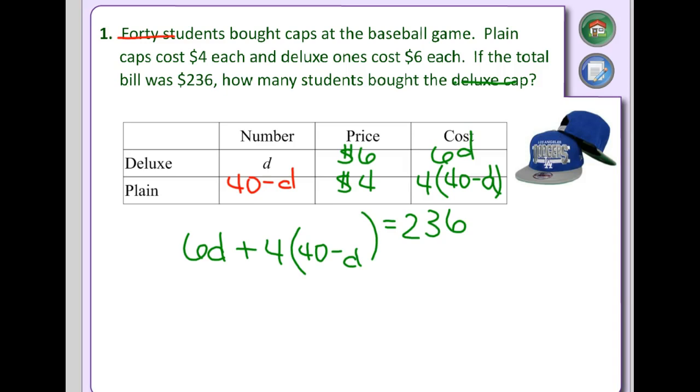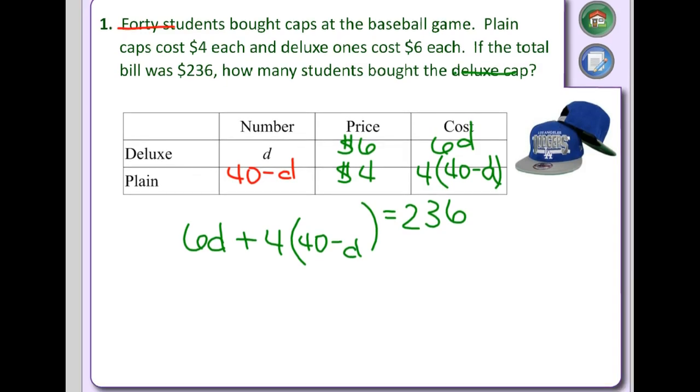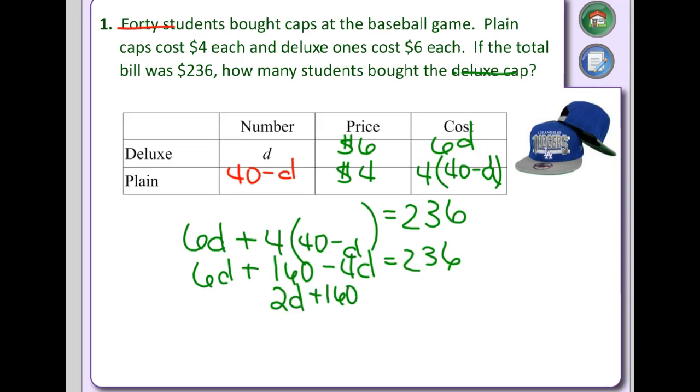What do you think we should do next? Yes, we need to take care of that distributive property. So we've got 6D plus 4 times 40. Well, 4 times 40 is 160, minus 4D equals 236. Let's combine like terms. So we've got 2D plus 160 equals 236. Who's my floater? Yep, that 160. We have to subtract 160 from both sides. So now I have 2D equals 76. And if I divide both sides by 2, we're going to get D equals 38.